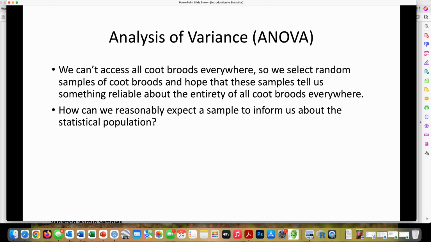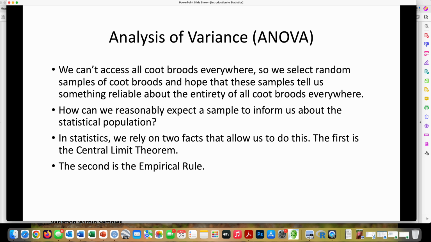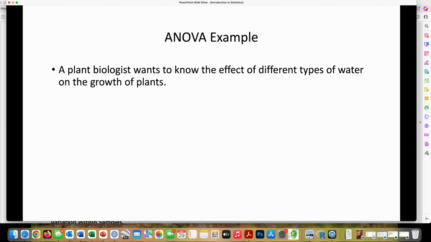And you can sample coots at one marsh, but you can't sample coots that are all over the world. And so we use samples to get information about populations. And since we can't get access to the whole population, we have to use the central limit theorem and the empirical rule. And we've already talked about what those are earlier.